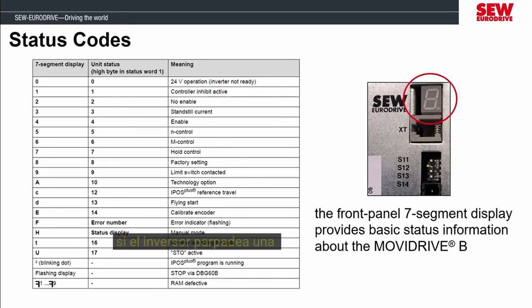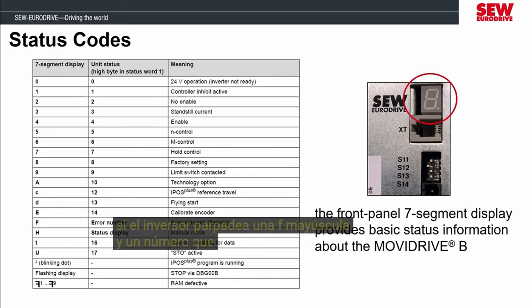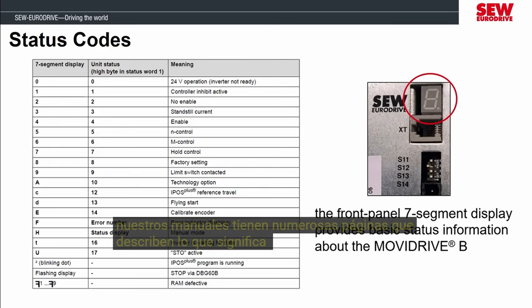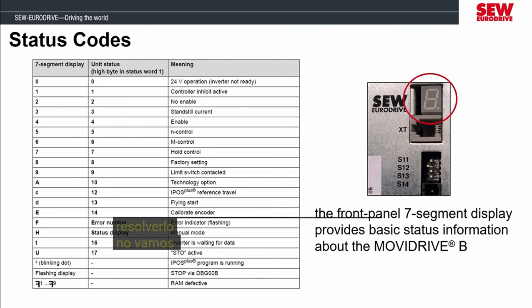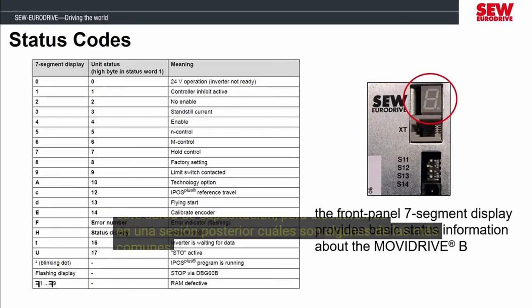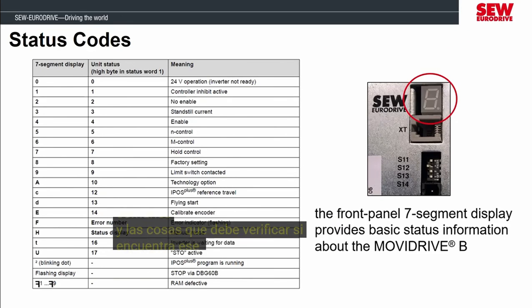If the inverter is flashing a capital F and a number that follows it, it is indicating an active fault code. Our manuals have numerous pages describing what each fault number means and some common things to check to resolve it. We won't go over every possible fault in this training course, but we will discuss in a later session what some of the most common ones are and things you should check if you encounter that fault code.